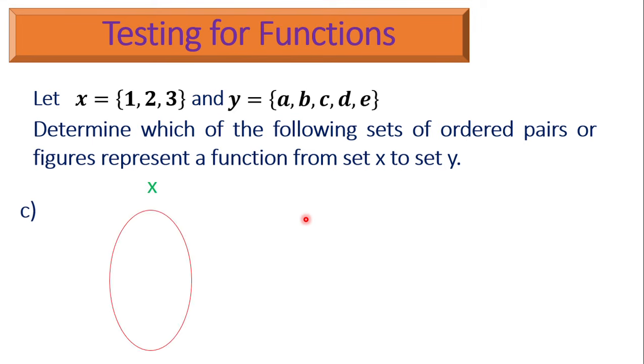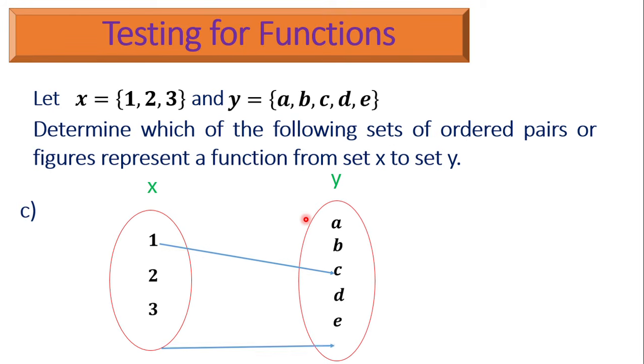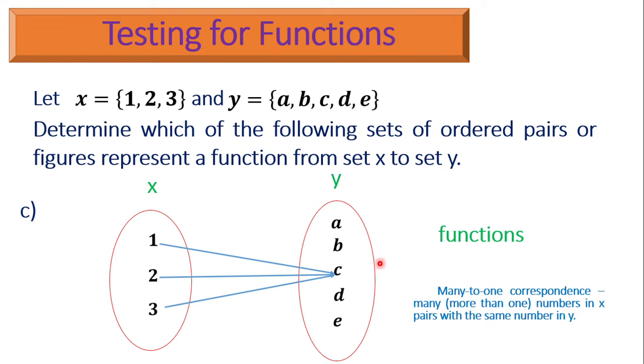Sa letter C. Okay, so we have the X and Y. So, 1, 2, 3. So, A, B, C, D, E. Ayan, okay. Function siya. Kasi kahit na paulit-ulit ito, basta itong ating domain, ulitin ko, hindi mo gagamitin ng maraming beses. Kailangan isang beses mo siyang gagamitin. So, okay lang siya. Many to one corresponds many more than one number in X with the same number in Y. So, alam natin yung ibig sabihin niyan ay function siya.